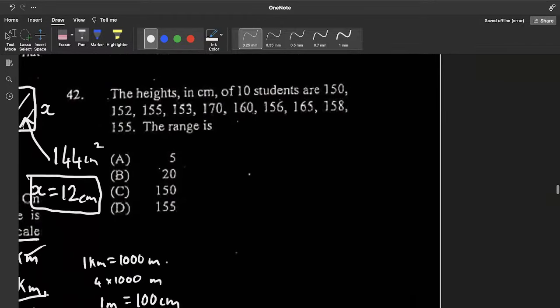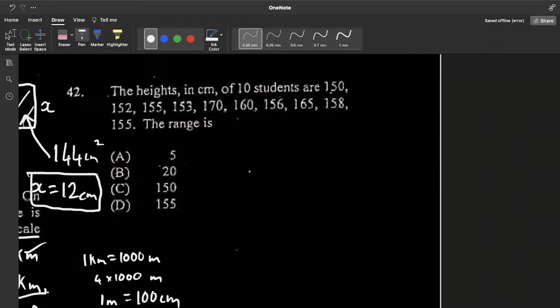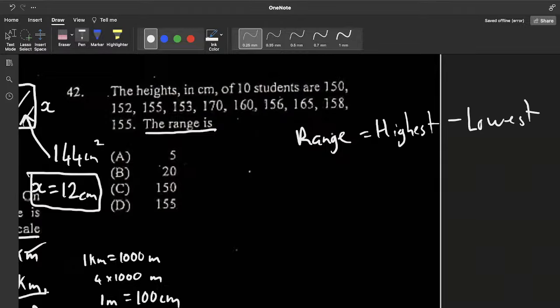Now further to the height in centimeters of 10 students, it says the range. What is the range? The range is the highest value minus the lowest. So if you look here, what is the highest? The highest value we have here would be 170. And the lowest we have is 150.